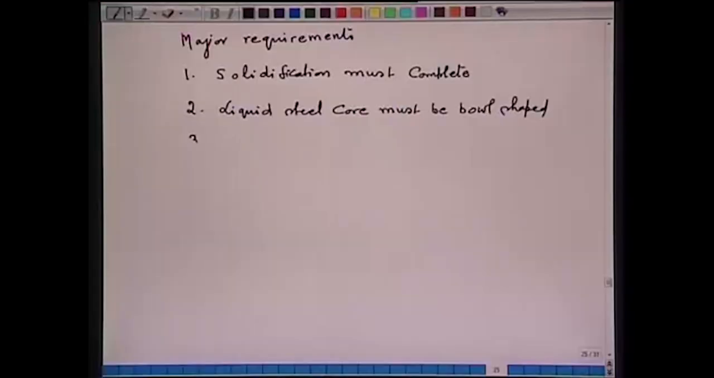The third important requirement is the metal shell in the mold. The metal shell which is produced in the mold should have sufficient strength. If not, then what will happen? The breakout will occur. Therefore, the casting speed must be matched with the rate of pouring of liquid steel from the tundish to the mold, such that the solidification occurs completely before the strand enters into the withdrawal rolls.